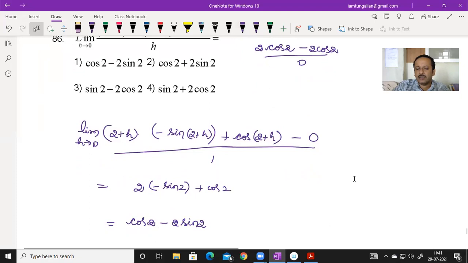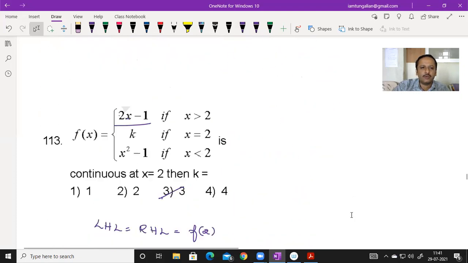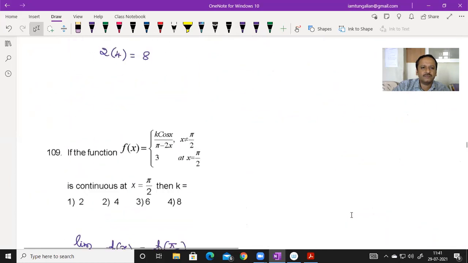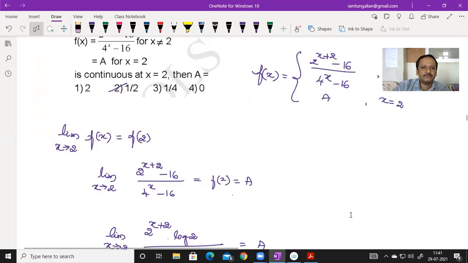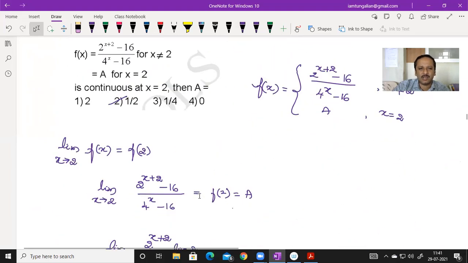Okay. Then 105. 105. Explain the last step. Okay, I'll explain all the steps.